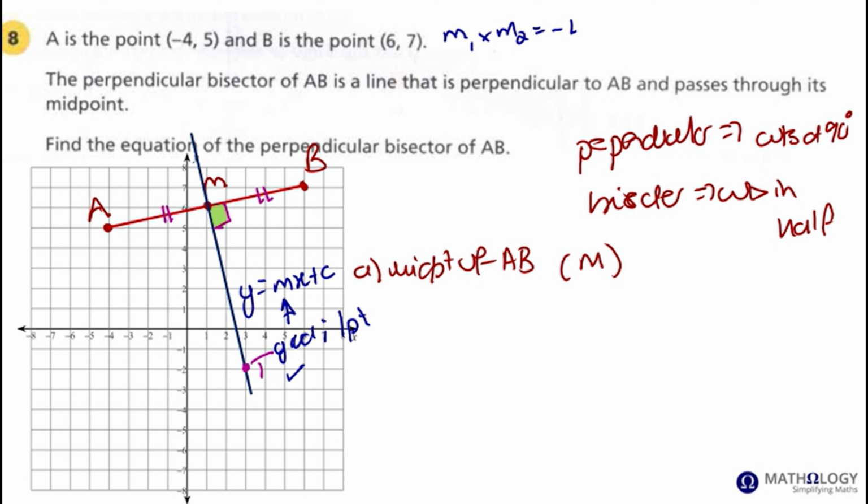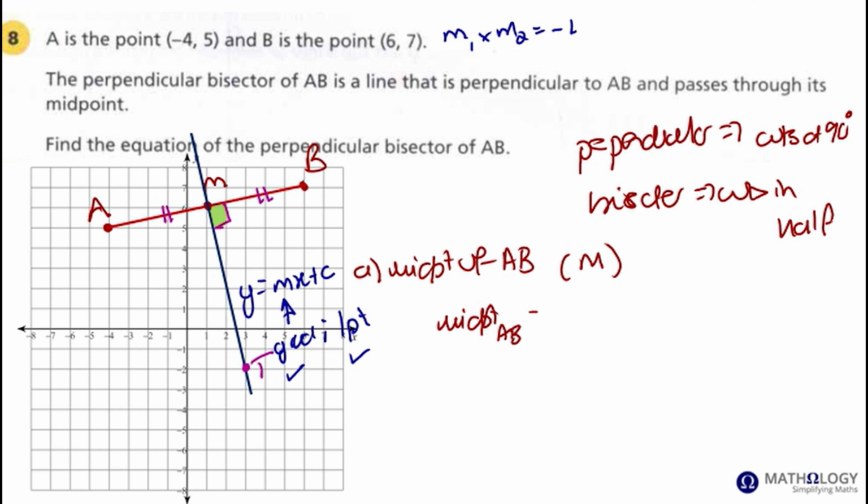Now the point that lies on MT will be the point M, because the point M is the midpoint of AB. So that's where we'll get the point from, and we've got everything we need to find the equation of MT. Okay, so let's start with the midpoint of AB.